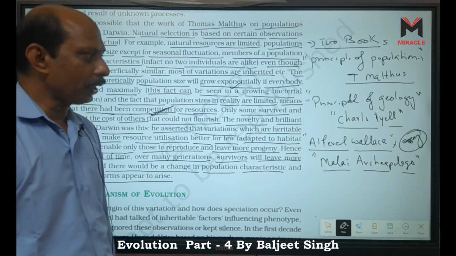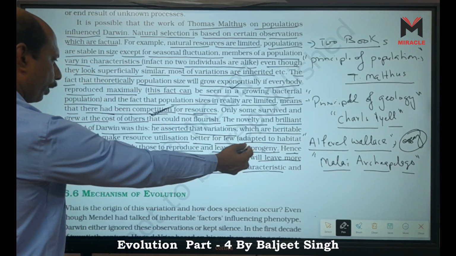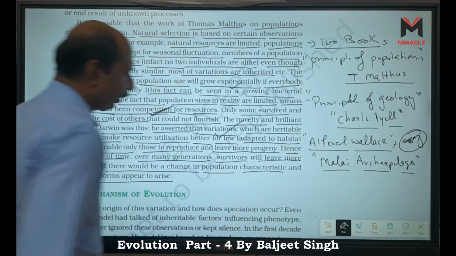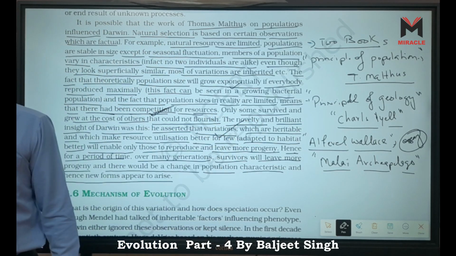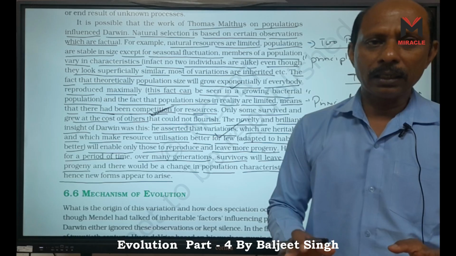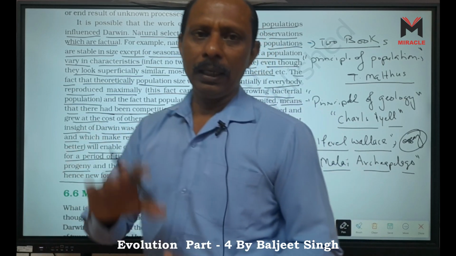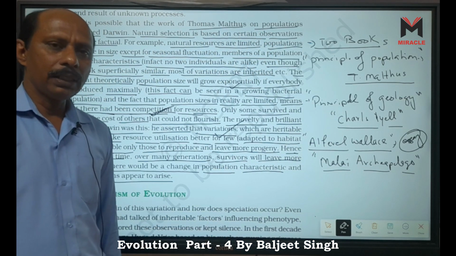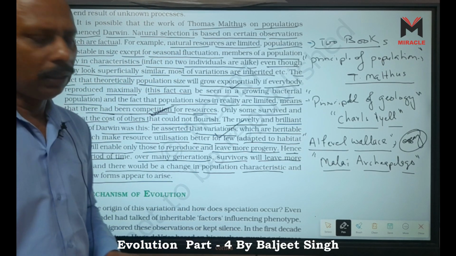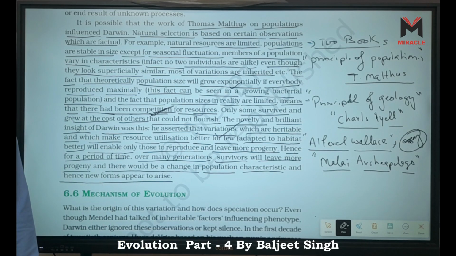Third is variation and heredity. Survivors reproduce and leave more progeny. Variation means they have some traits which are adapted or selected by nature. Through these variations, they reproduce more progeny, or we can say they prove themselves the fittest over others. So third one is variation.